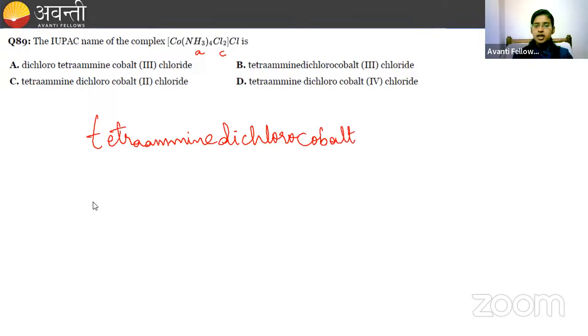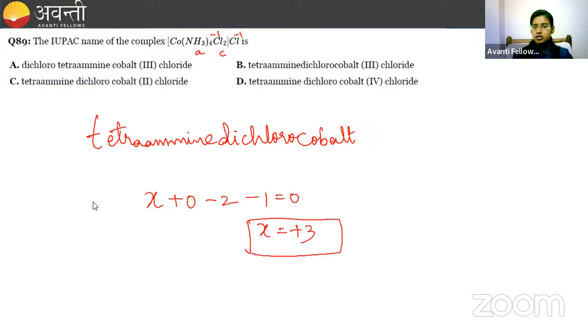Oxidation state will be, cobalt is taken as X. Amine is a neutral ligand, so 0. Chlorine is an anionic ligand with -1 charge. So we have 2 chlorine inside the complex, so it will be -2. And 1 chlorine out, so it is -1, which is equal to 0. And X is equal to +3. So the oxidation state of cobalt is +3. So this is the cationic part of this complex.